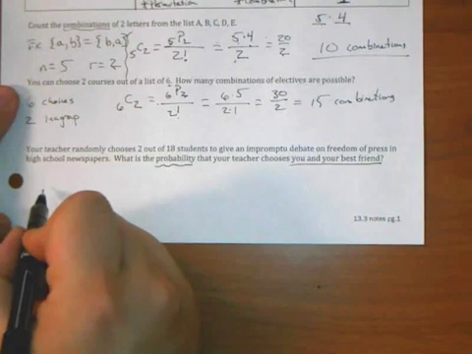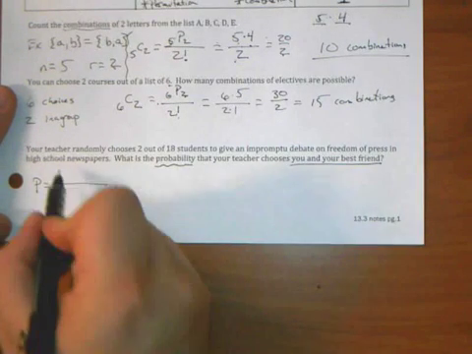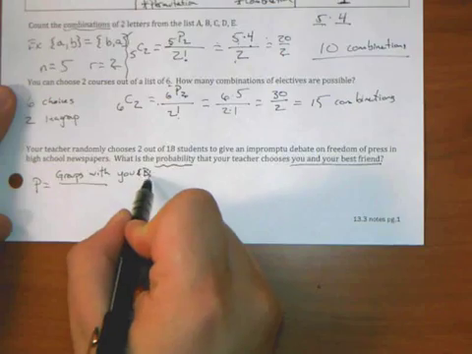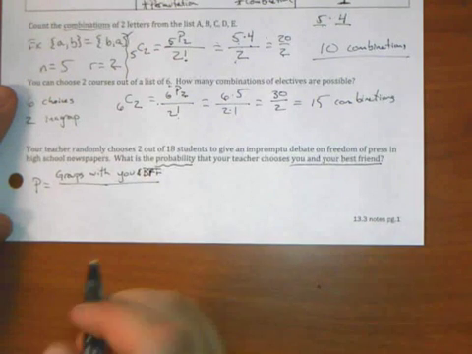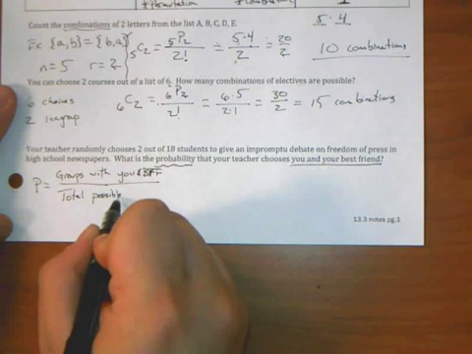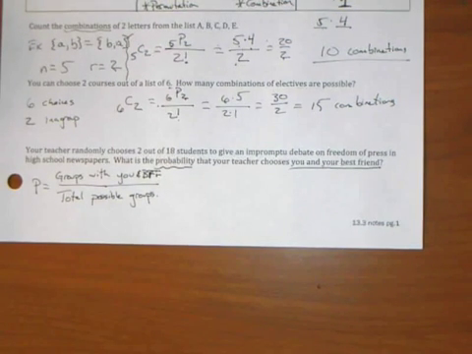And I want to know the probability of this. So let's make sure we write down, the probability is, in our case, we want groups with you and your BFF, and I want to know the total possible groups. So then we're talking groups here. I don't care which order I get picked. I just want to make sure in that group of 2, it's me and my best friend.